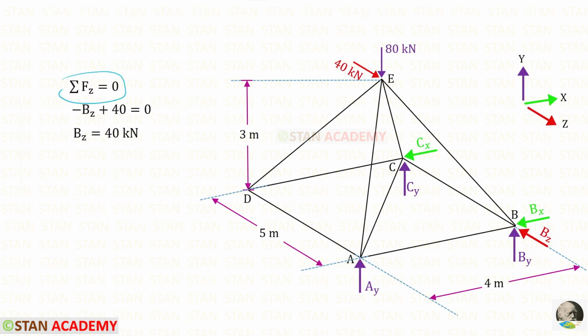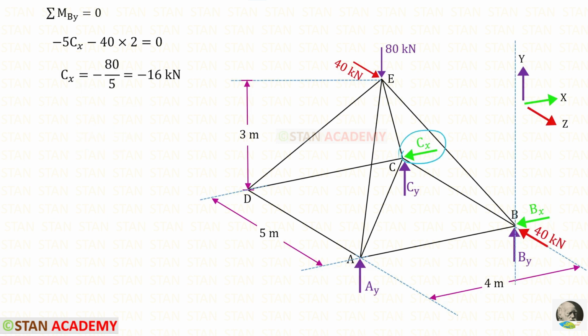We have to use this rule, summation of FZ is equal to 0. We can keep this way as positive and the opposite way as negative. So this one will be positive and this one will be negative. For BZ, we will get 40 kilonewton.